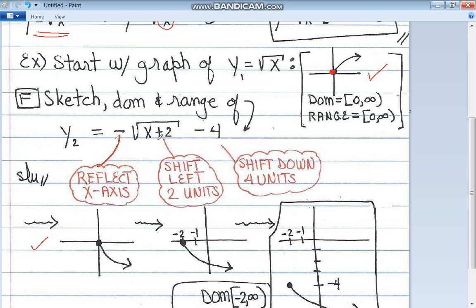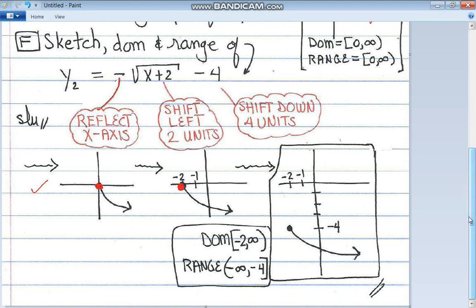Then the 2 being added to the x says that we're going to shift to which direction? We're going to shift left 2 units. So take this point at the origin, shift it 2 units to the left, and draw the same graph. Next thing we do, because of the 4 being subtracted outside the evaluation of the function, we are going to shift downward 4 units, this point that we had, 1, 2, 3, 4, and then draw the same function.